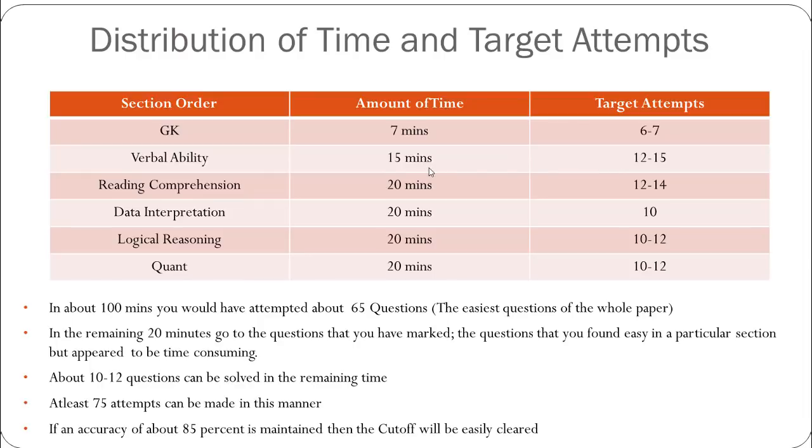Now the next would be reading comprehension, and as I said, it will have 4 RC passages of 4 questions each. So our attempt is to attempt 3 RC passages, that is 12 questions, in about 20 minutes, and get about 10 correct, because the RCs aren't as difficult as say CAT or XAT.